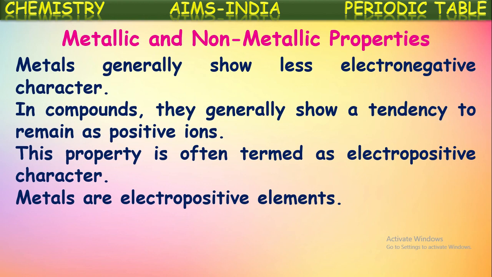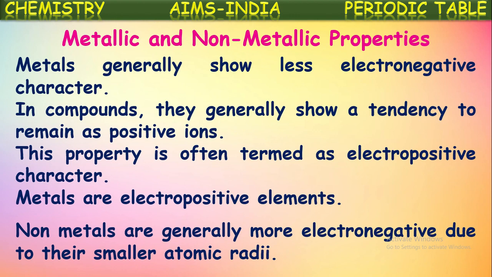Electronegativity means the tendency of pulling the electrons towards it, but this character is less for metals. They have, in fact, the tendency to lose electrons and form positive ions. This tendency of losing electrons is called electropositive character. Metals are electropositive elements too, because they will be always ready to lose the electrons and hence they will be ready to form positive ions. So we can say metals are electropositive elements.